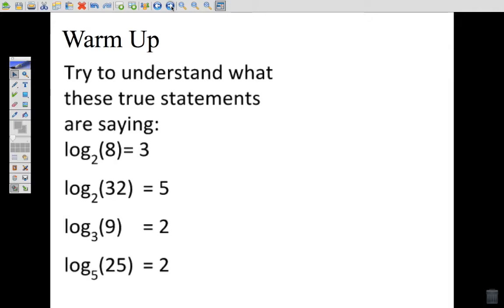Hopefully you'll recognize in the first statement that 2 to the third power is equal to 8. In the second statement, 2 to the fifth power is 32. 3 squared is 9, and 5 squared is 25. So it's letting you know that logarithms basically are a calculation of an exponent. Let's look at a few more.